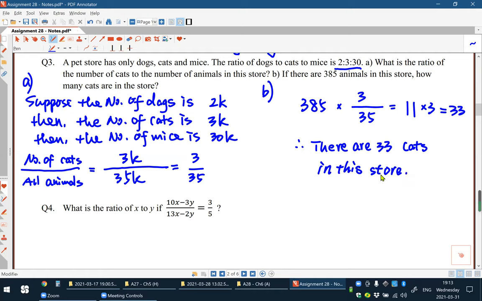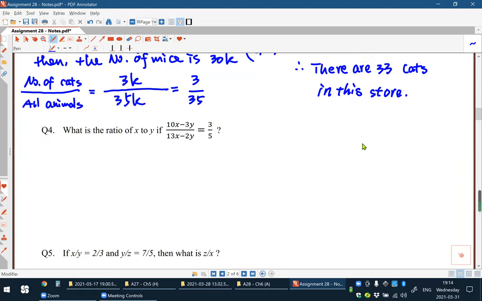Okay, have a look at this. Any questions? Again, of course, here K is not zero. No questions? All right, let's see the next one.